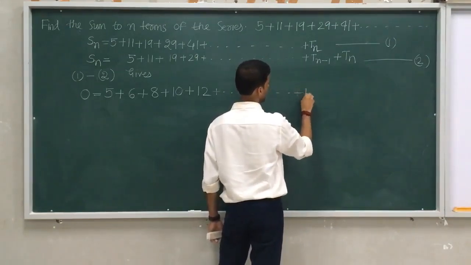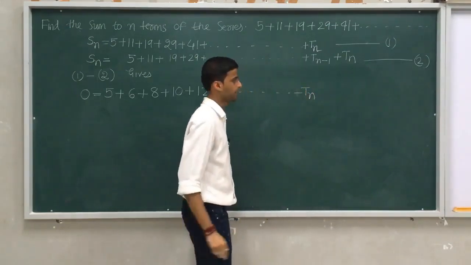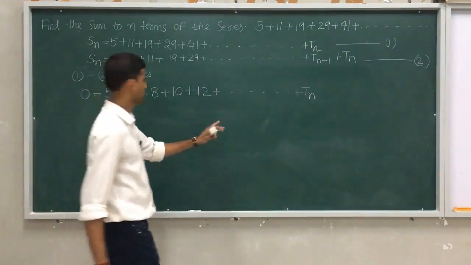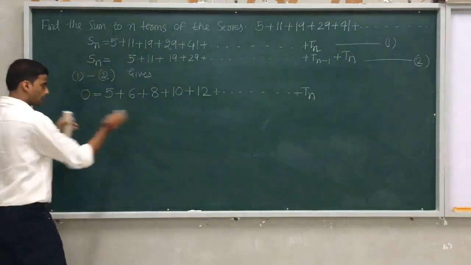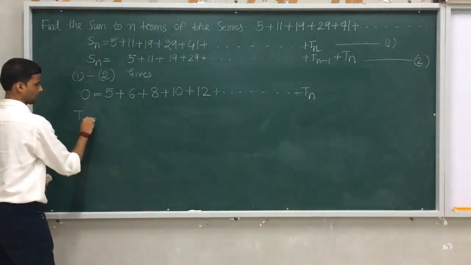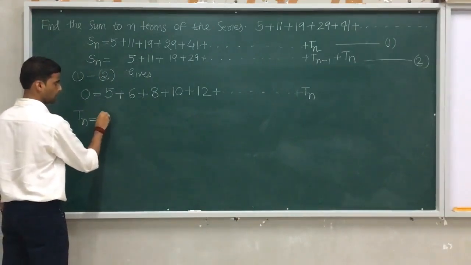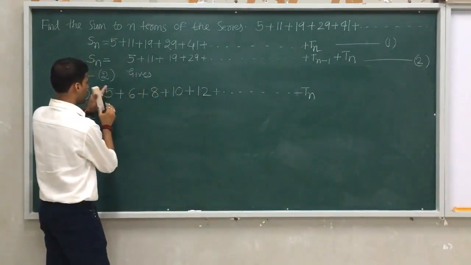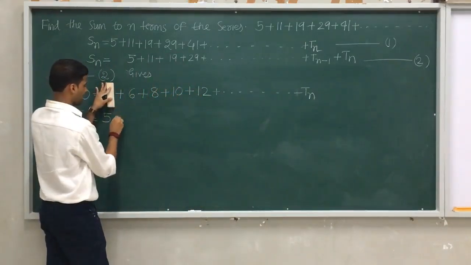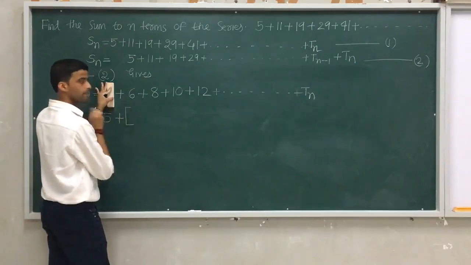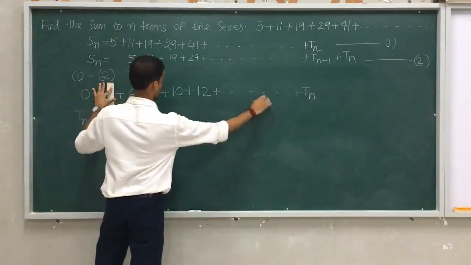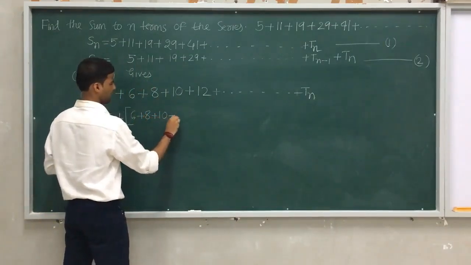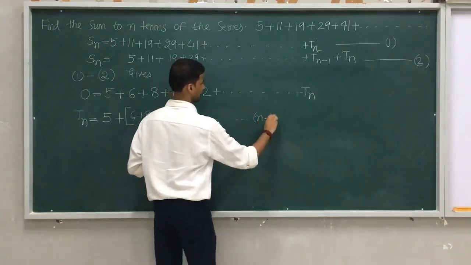So minus Tn. Yeah, you just think how it is possible. So you are left with minus Tn. Now what I will do here is bring this Tn on this side. You get Tn is equal to... I will not consider this into this group. I will keep this as it is. I will write this: 6 plus 8 plus 10 up to n minus 1 terms.